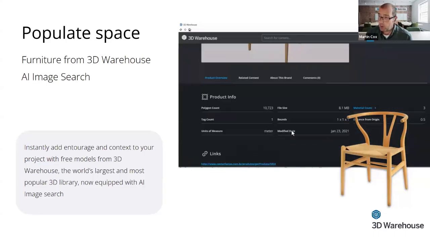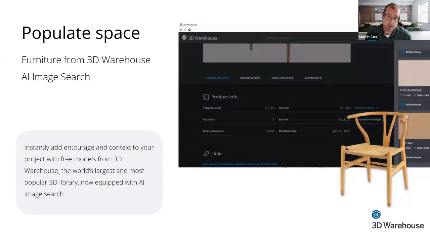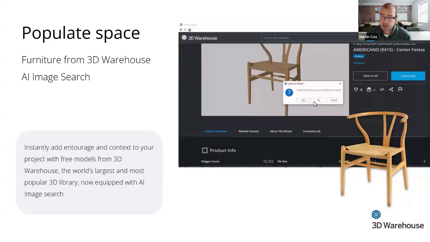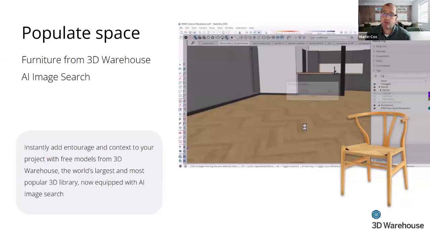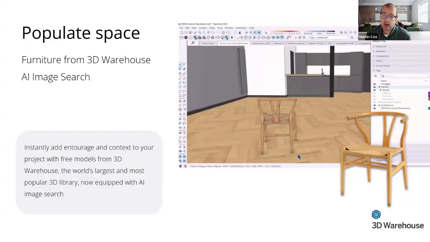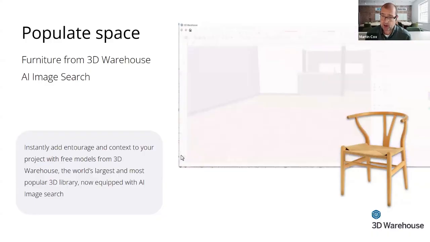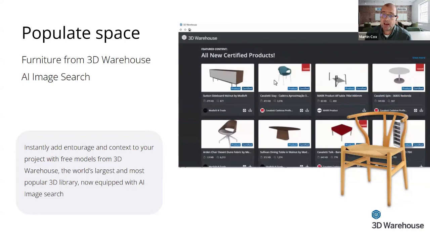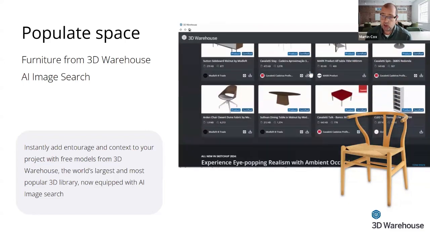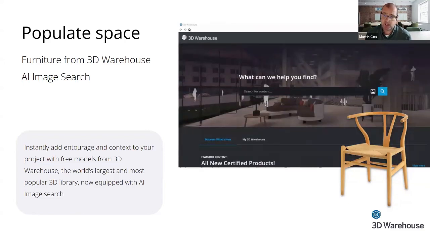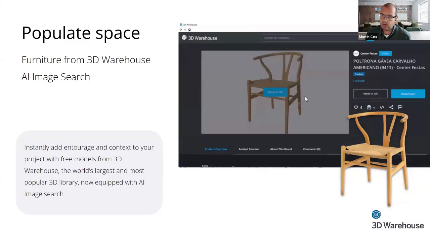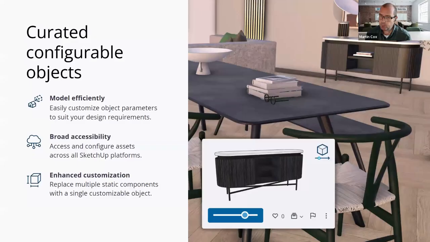Now, also what we're doing, and hopefully, again, some people have seen this, within the search for the 3D Warehouse, we have an AI search. So you can actually just drag in a photo and say, I like this chair. And it will bring up models that look like that chair that you've selected. And again, I'll show this working a little bit later. We're also taking this further as well.